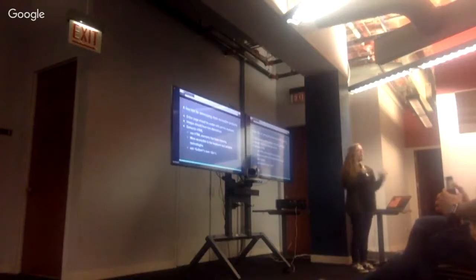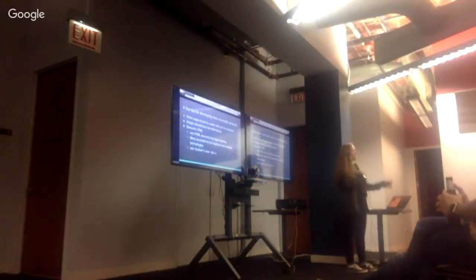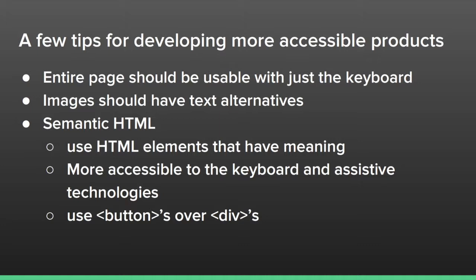They're often used improperly. They should be used for containers or moving things around or layouts, but they should not be used for actual elements, especially buttons. So this is definitely something I see a lot. I'm going to show you some examples in a minute too. We want to use HTML elements that have meaning so that the browser knows what it is and so that assistive technologies can announce them properly. So it's going to be more accessible just to every device.